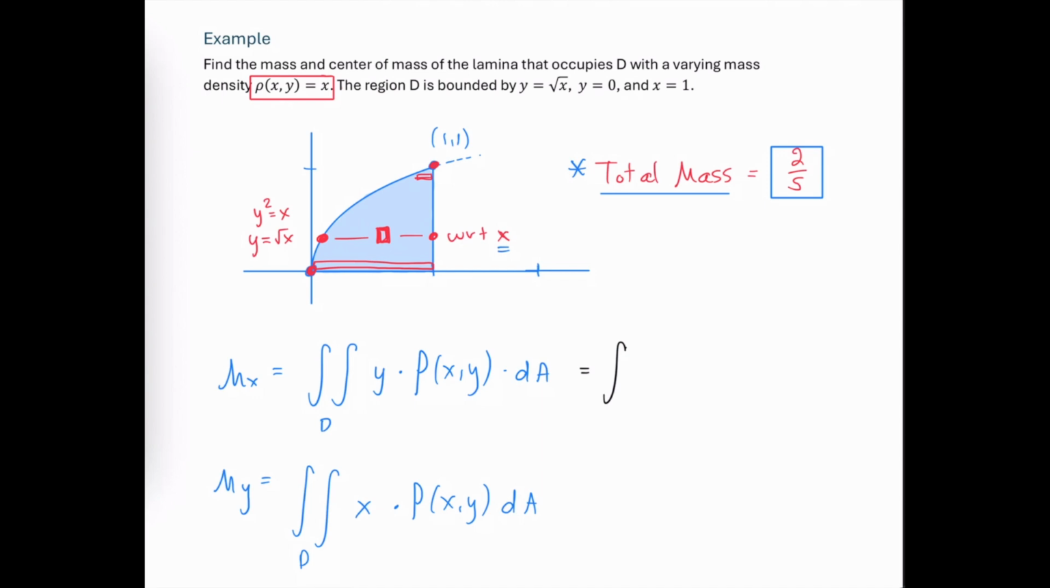So for our scenario, these integrals become y times x dA here, and x times x dA here. Now since this domain region D is the same for all these double integrals, we can use the limits that we've already established, meaning that we'll integrate with respect to x and then with respect to y using the same limits, y squared to 1 and 0 to 1 for both of these double integrals.